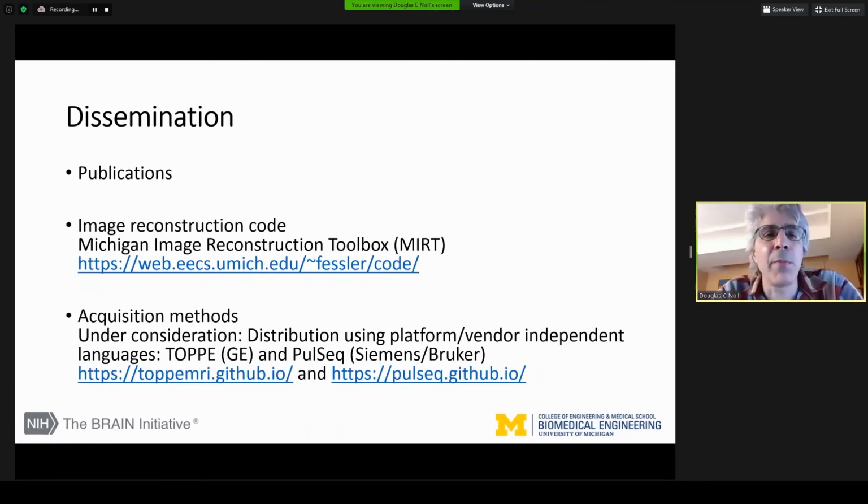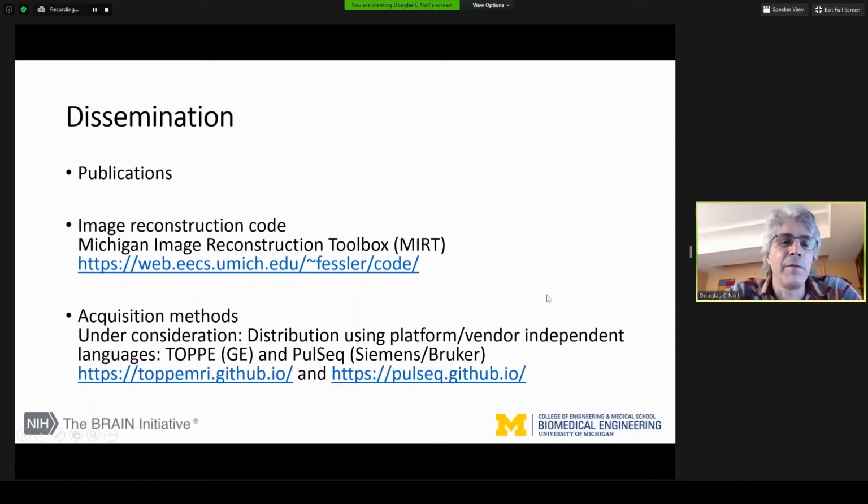Let me make a couple comments about dissemination. Obviously the first point of dissemination for work like this is publications. We'd like to publish. We have been publishing regularly and will continue to do so as a way of getting our ideas out into the field. For the image reconstruction code, we have a long history in our group, particularly with my collaborator on this project, Jeff Fessler, who has the Michigan Image Reconstruction Toolbox, which is online. We have a long history of posting code there, and we'll continue to do so with this project.